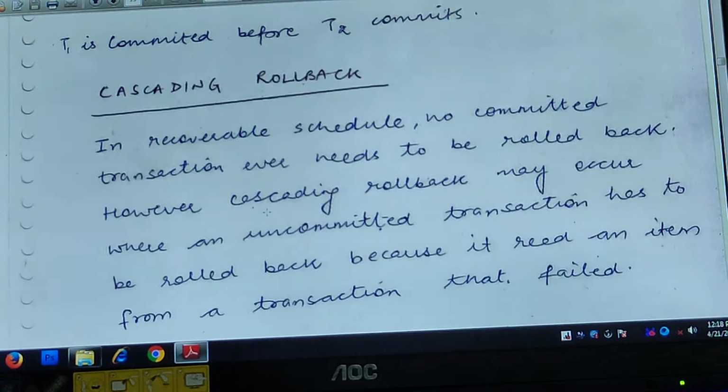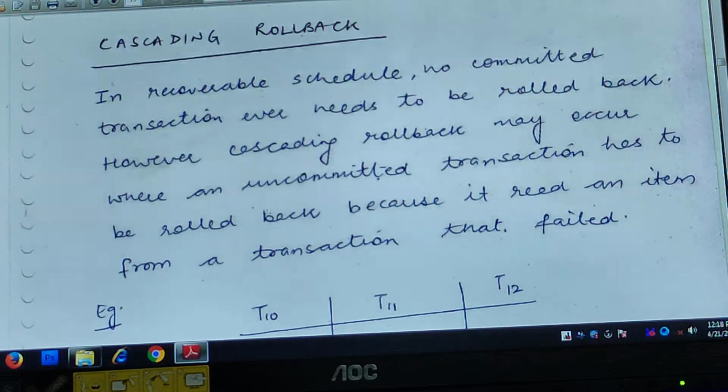Now, what is cascading rollback? In a recoverable schedule, no committed transaction ever needs to be rolled back. However, cascading rollback may occur where an uncommitted transaction has to be rolled back because it reads an item from a transaction that failed. Cascading basically means back to back.